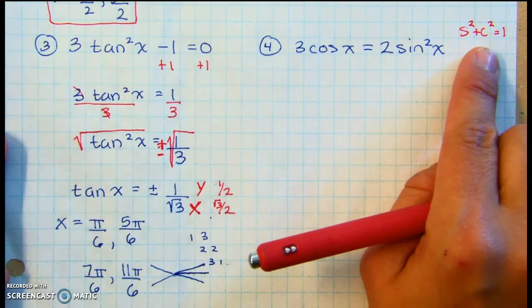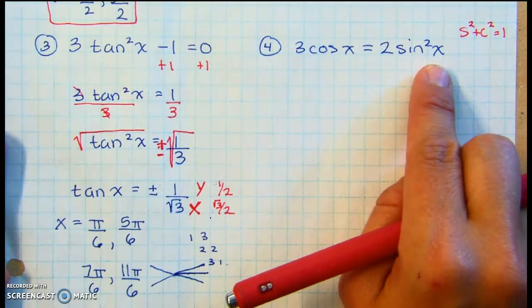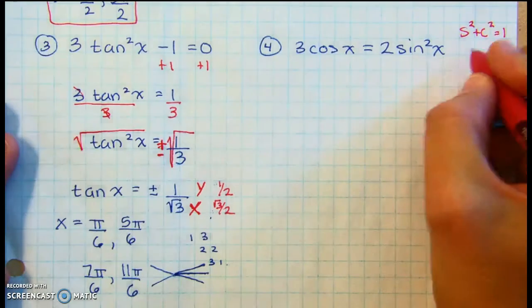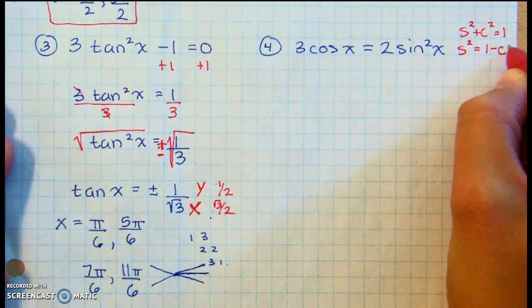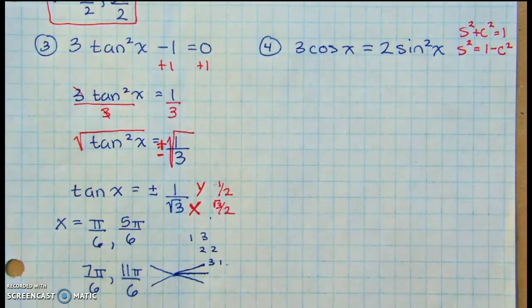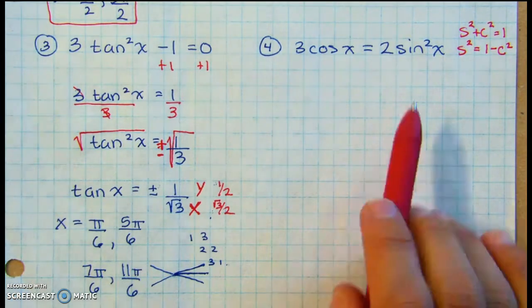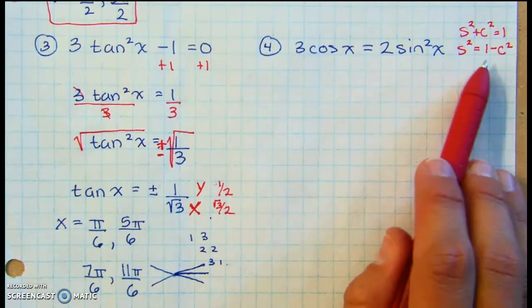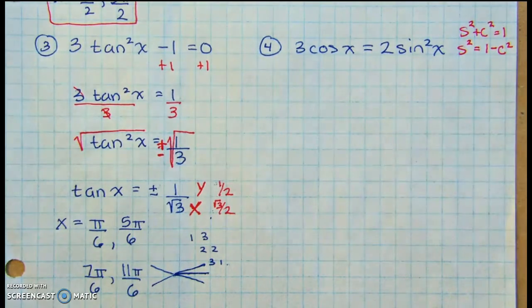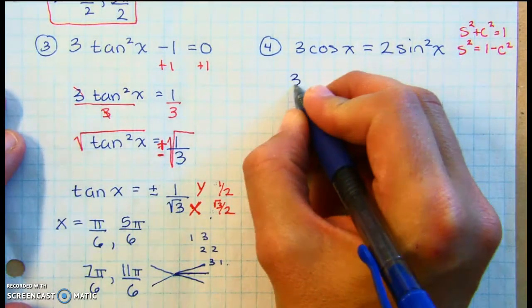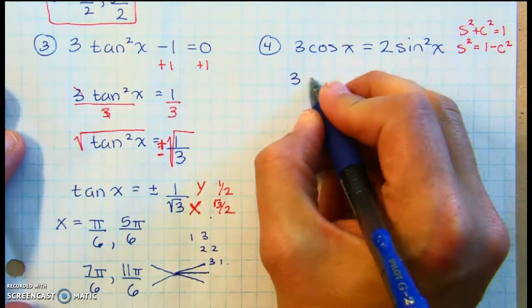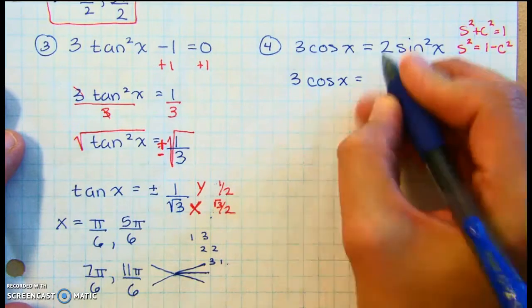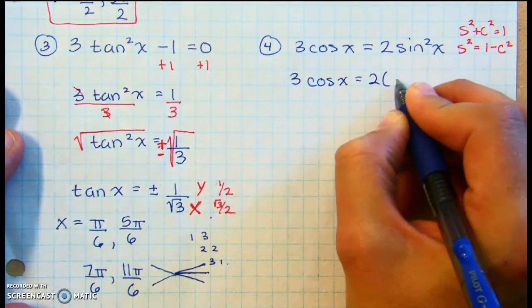I just write that. Sine squared can also equal 1 minus cosine squared. Okay, so that's what we're going to substitute here. Sine squared, we're going to substitute 1 minus cosine squared. Why? Because we can't substitute that cosine, but we can substitute that. So we're going to change this equation into terms of cosine only.